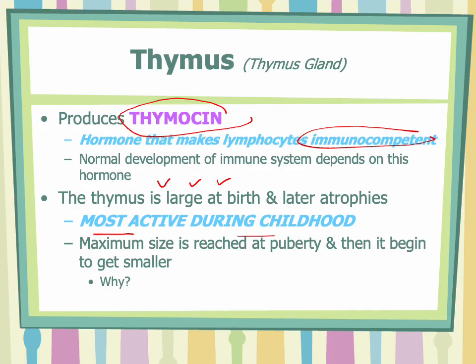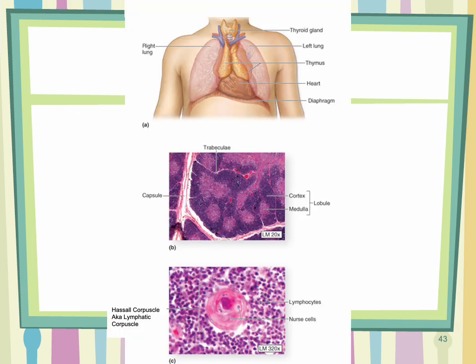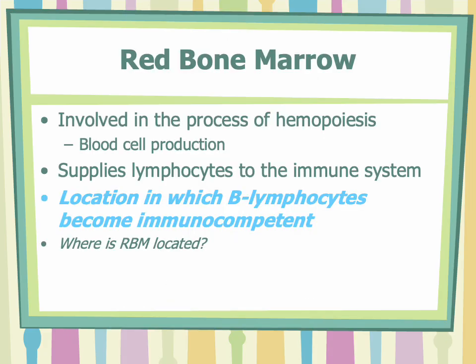It's most active during childhood because we are growing and we are just keeping up with the size and our needs. Once we stop growing, we don't need that, and it starts to decrease and atrophy. Here it is. You guys see the thymus, then a little sample of the thymus, and then you see the Hassall's corpuscle, also known as the thymic corpuscle. This is where the cells are gonna become immunocompetent. Then we have the red marrow. This is where all the formed elements of the blood are gonna be present and produced, meaning red cells, white cells, and platelets.